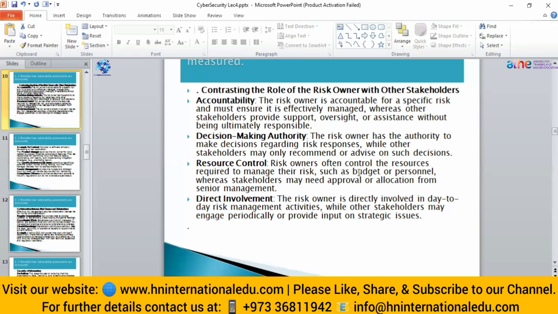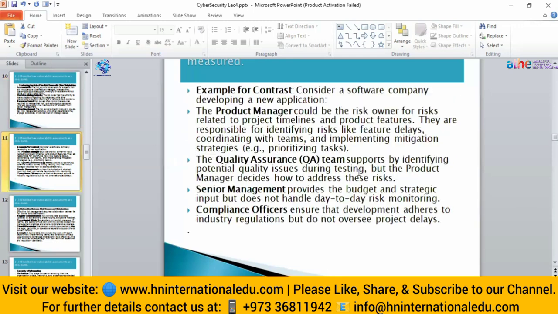Then the direct involvement. Now the risk owner is directly involved in day-to-day risk management activities, while the other stakeholders may engage periodically or provide input into those issues. Now, for example, consider a software company that is developing a new application. The project manager could be your risk owner here, because the project manager or the product manager is the person who is managing the overall project. So this person will be responsible for that.